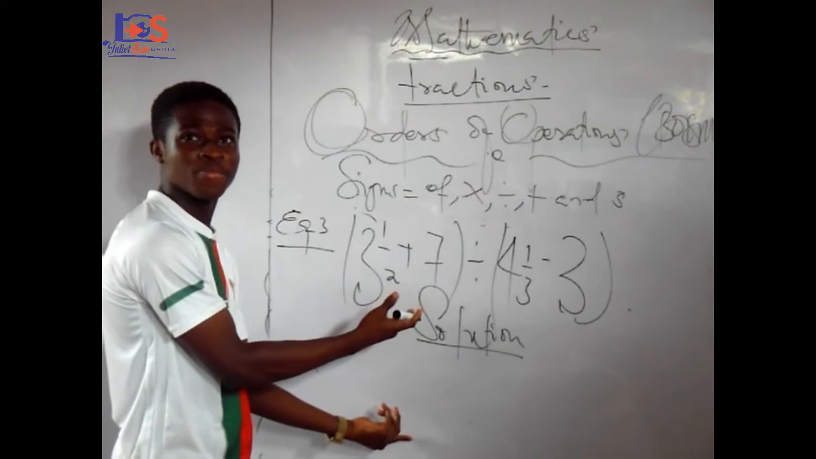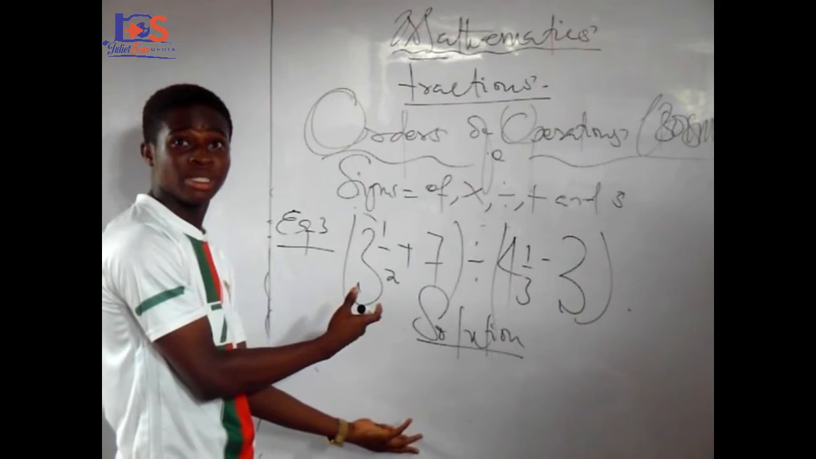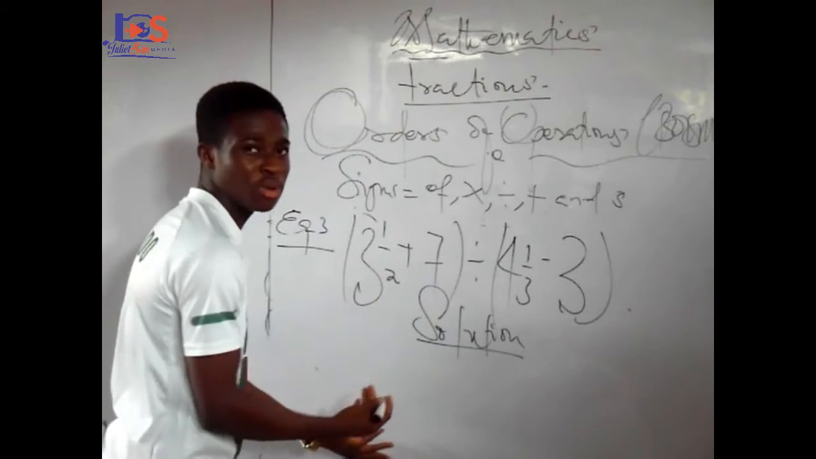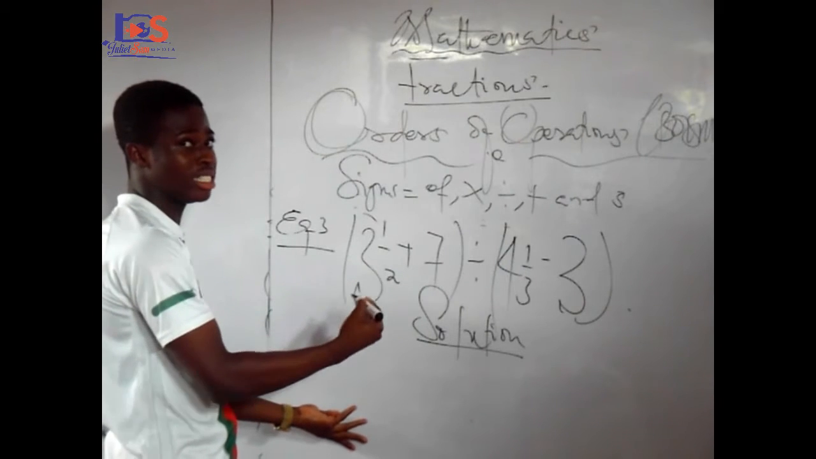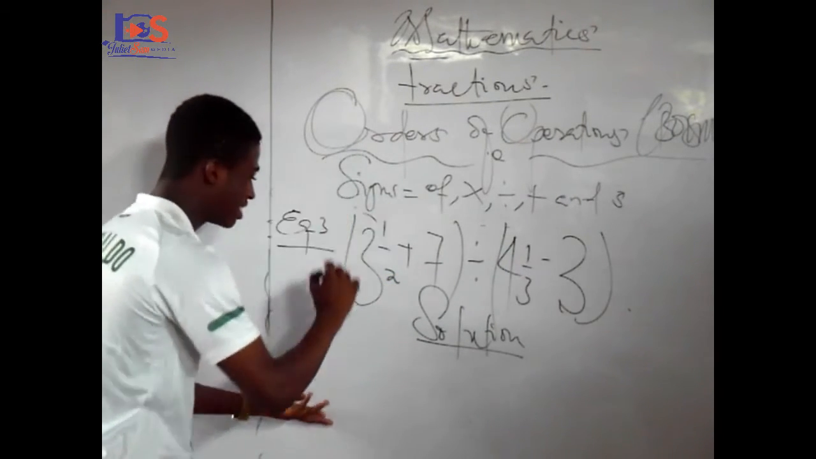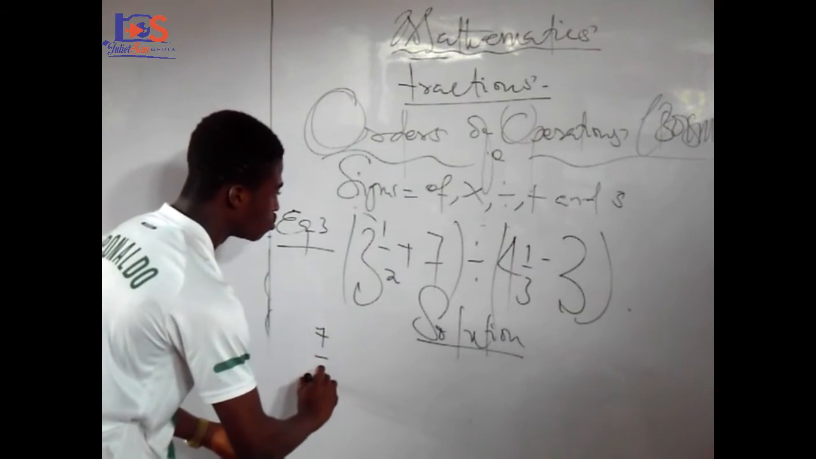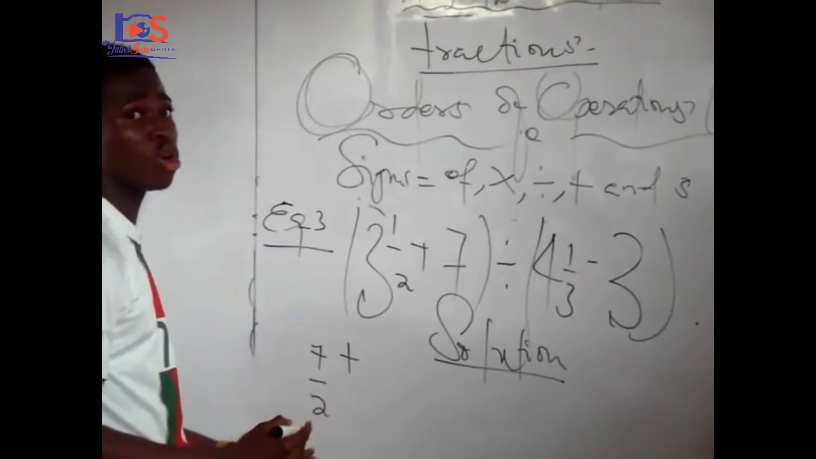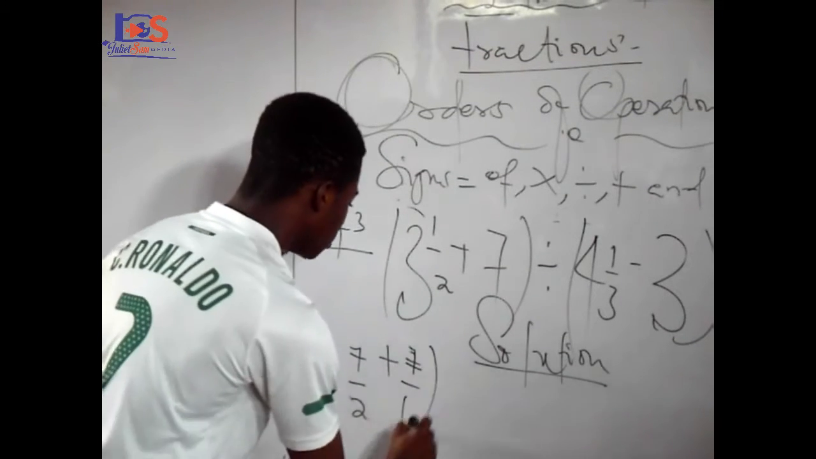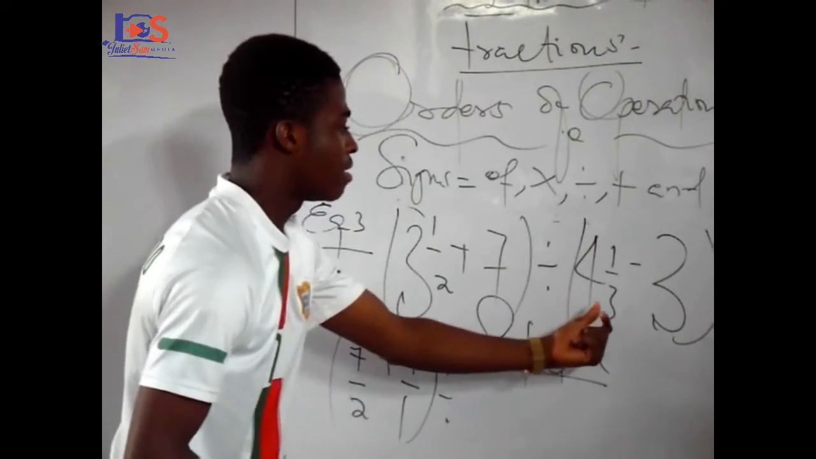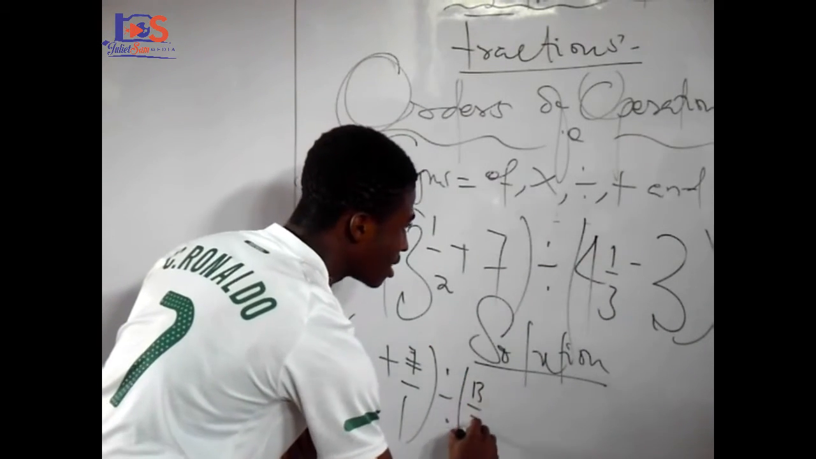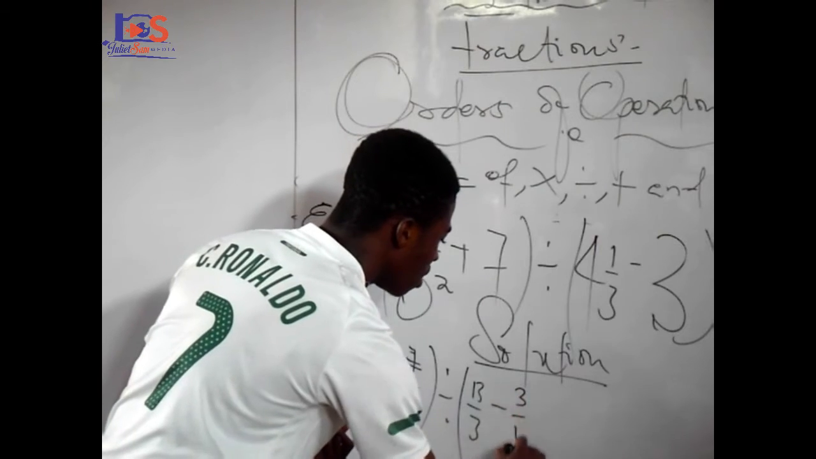We are still using our general steps. The first step said if you have a bracket in it, deal with the bracket. Let's deal with the bracket by changing all the mixed fractions into improper fractions. 2 times 3 is 6. 6 plus 1 is 7. 7 over 2 plus the 7 whole number. You all know 7 whole number is over 1, so we have 7 over 1, divided by 3 times 4 is 12, plus 1 is 13 over 3, minus 3 over 1.